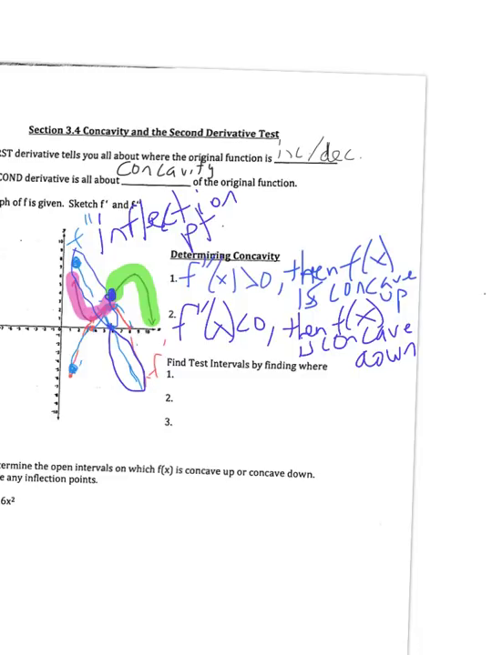So an inflection point is a point on the actual function where a graph changes from concave up to concave down or vice versa. Okay, so it has to be an actual point on the function. So here's how we're going to be doing this.